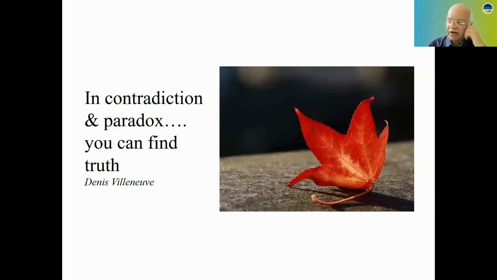I mean, don't you think it's paradoxical that the most glorious colors come just before the fall? Yeah, so in contradiction and paradox, you can find truth. So really speaking, I'll again say that in resource limited settings also, one must consider the use of these tests, which might go a long way in stewardship. Thank you so much.